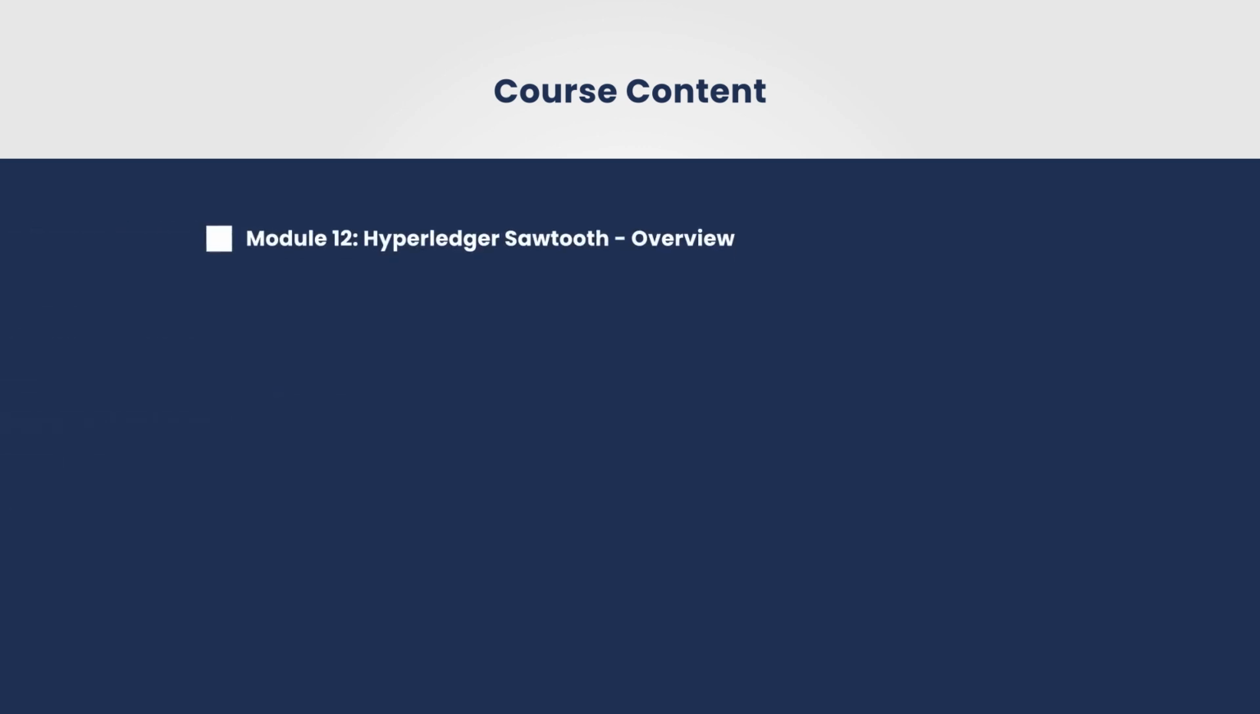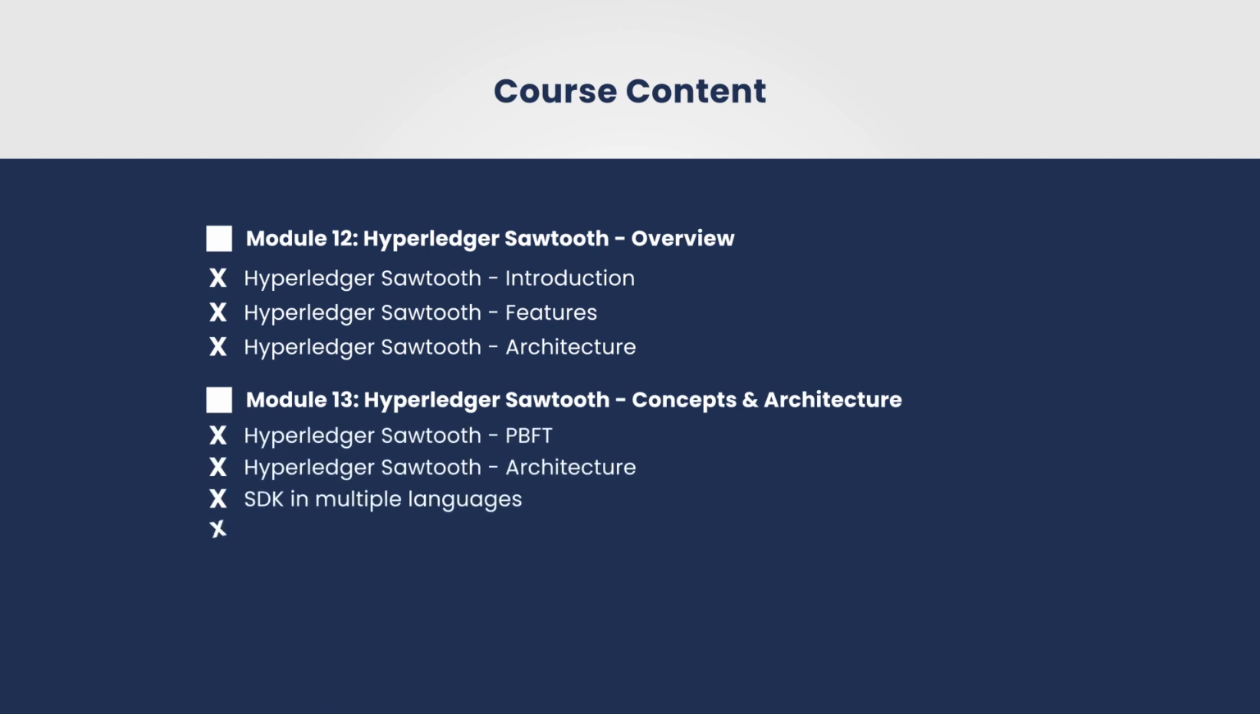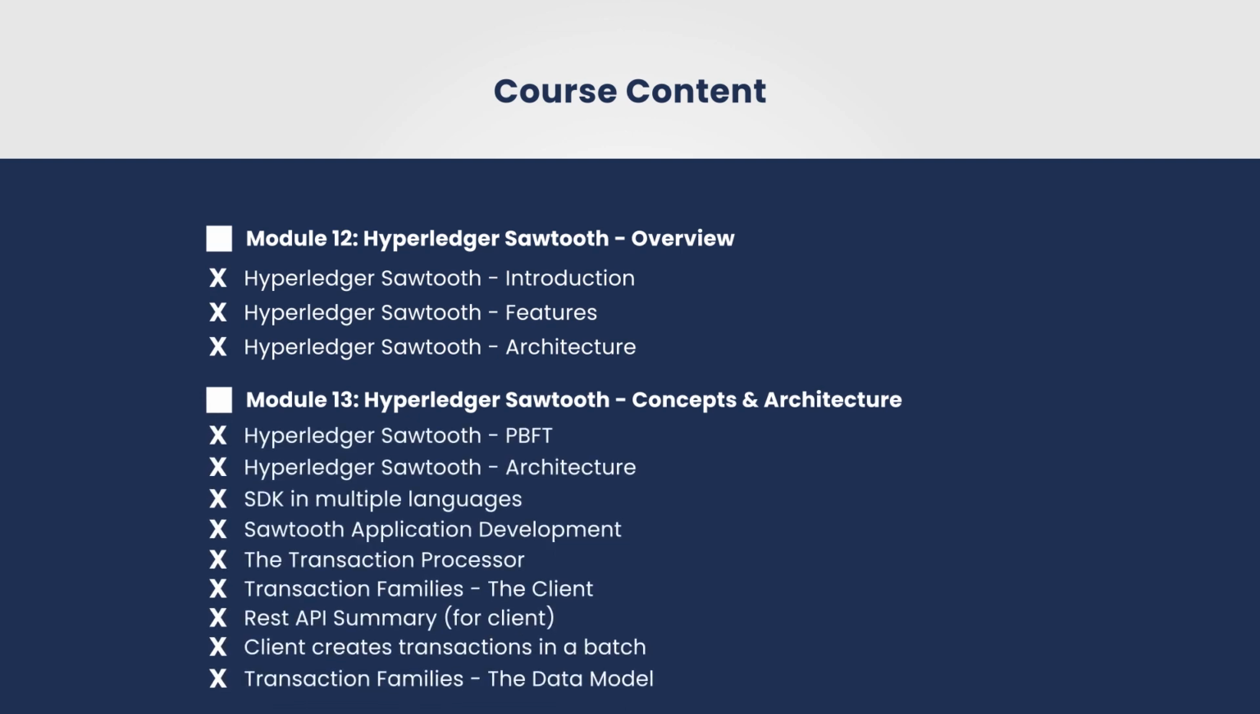Next, we will jump into another DLT platform under the Hyperledger umbrella project, which is Hyperledger Sawtooth. Firstly, we will have an overview of this DLT. Then in Module 13, we will discuss the concepts and architecture behind Hyperledger Sawtooth.